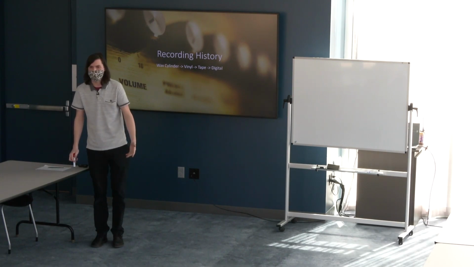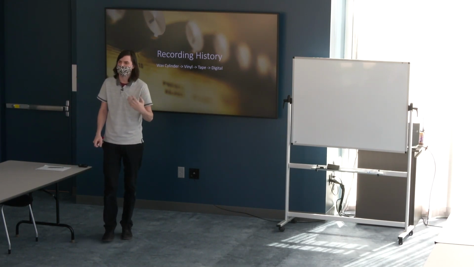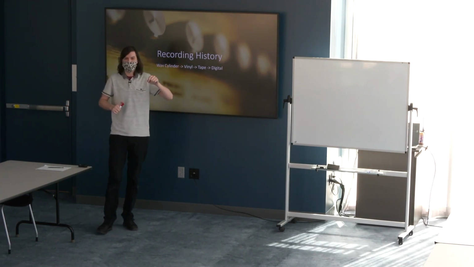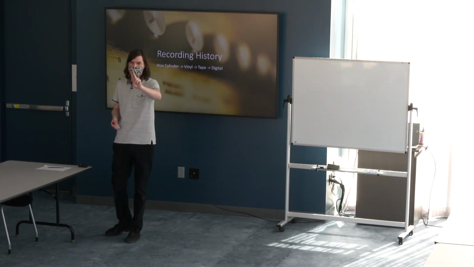So then tape came along, and it was a big deal because tape gave us more tracks. Of course, like vinyl, the first tape machines that started coming out were 2 tracks, left and right, but then the 4-track came out, and that was a big deal. Because now you can dedicate one track to drums, another track to bass, another track to guitars, and the 4th track to vocals.